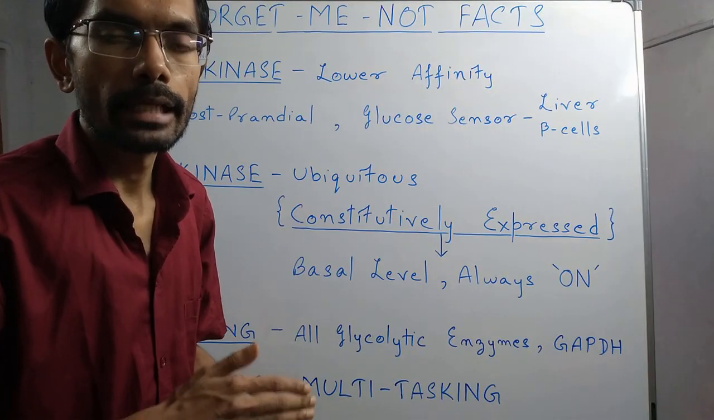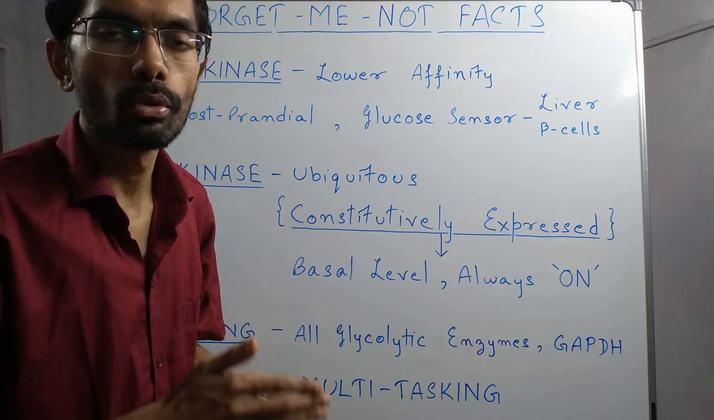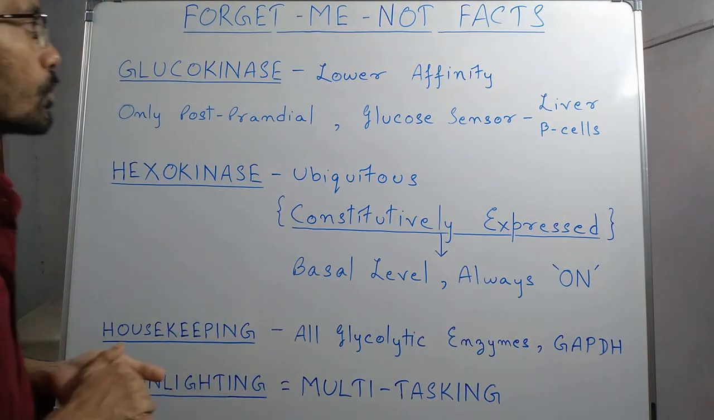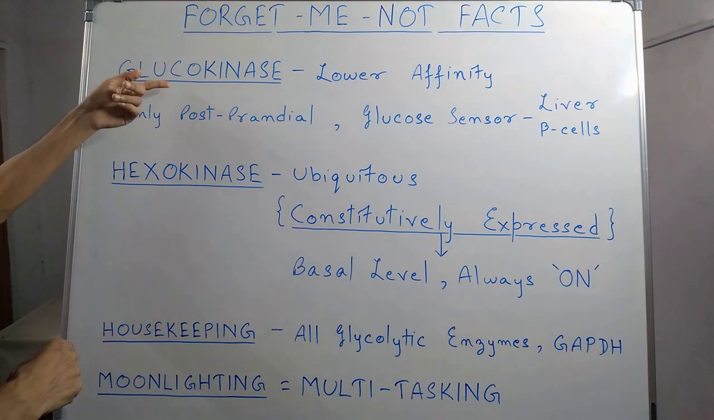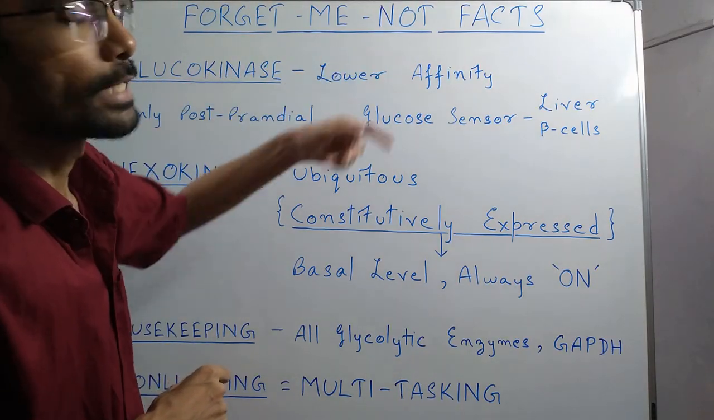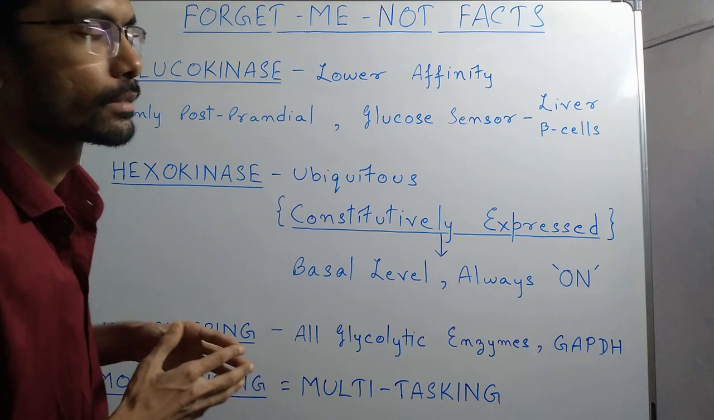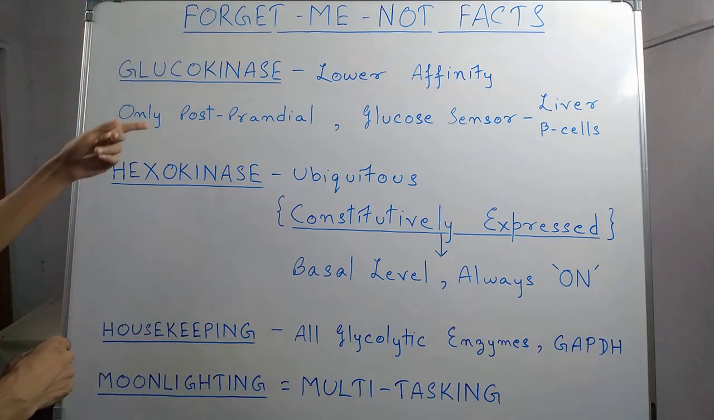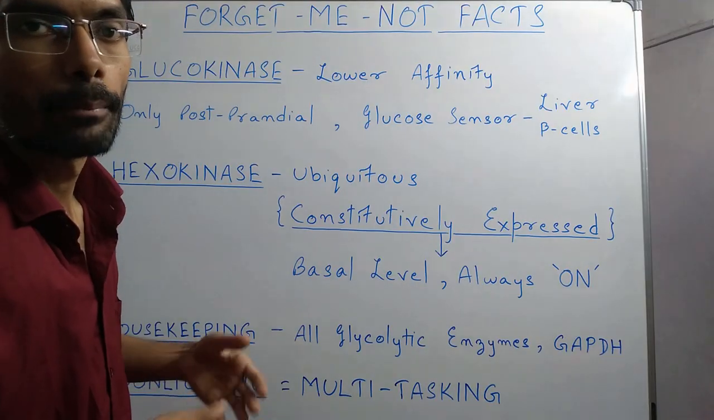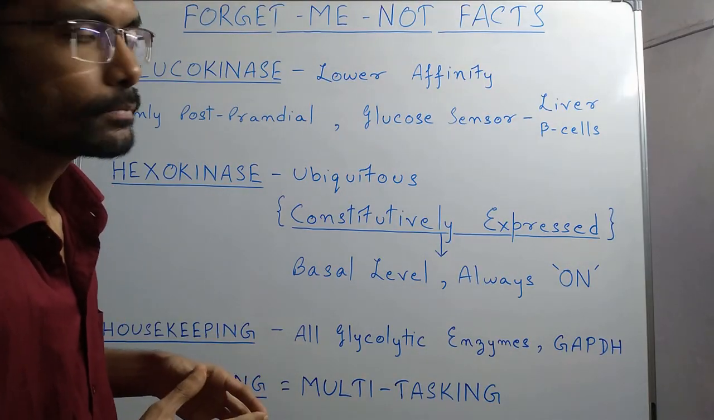Hexokinase was the enzyme that catalyzed the conversion of glucose to glucose 6-phosphate in the first step. Another enzyme that could have catalyzed the same reaction is glucokinase. Glucokinase has a much lower affinity for glucose than hexokinase. That's why it's activated only postprandially, that is after a meal, when the blood glucose level is high.